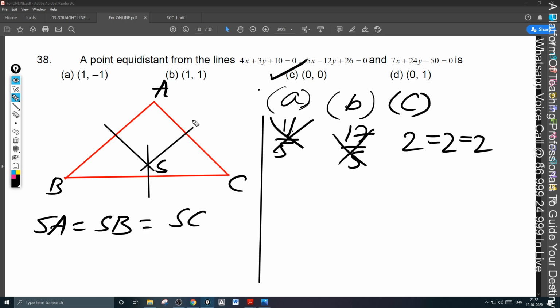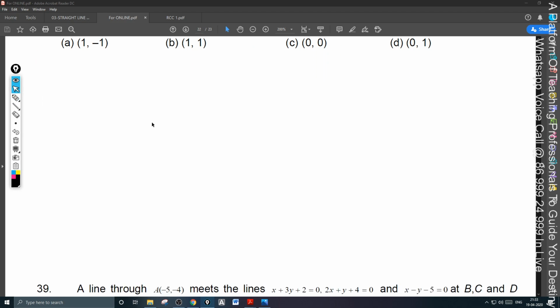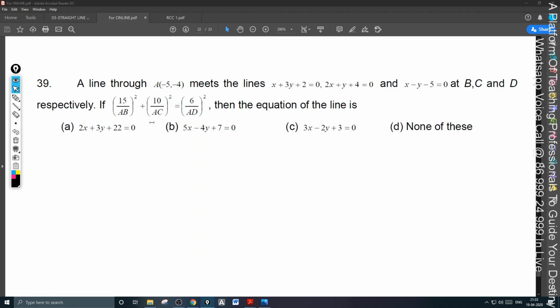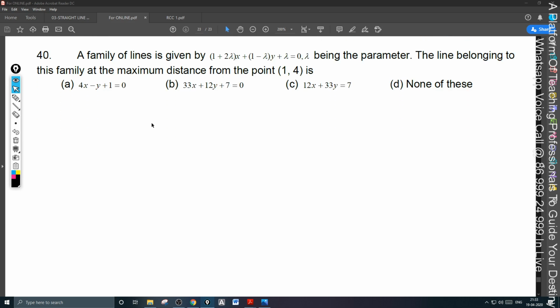If it is given in 3D also, you have to find out through verification only. 38 is circumcenter. Next. This we did already. 39 we already did.